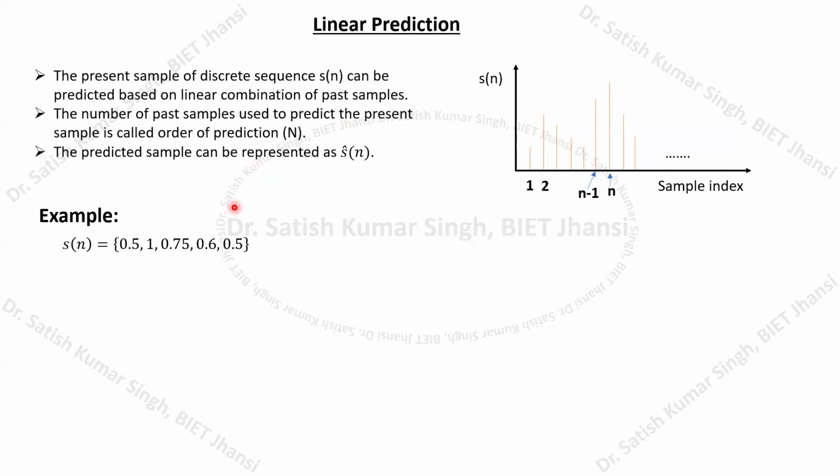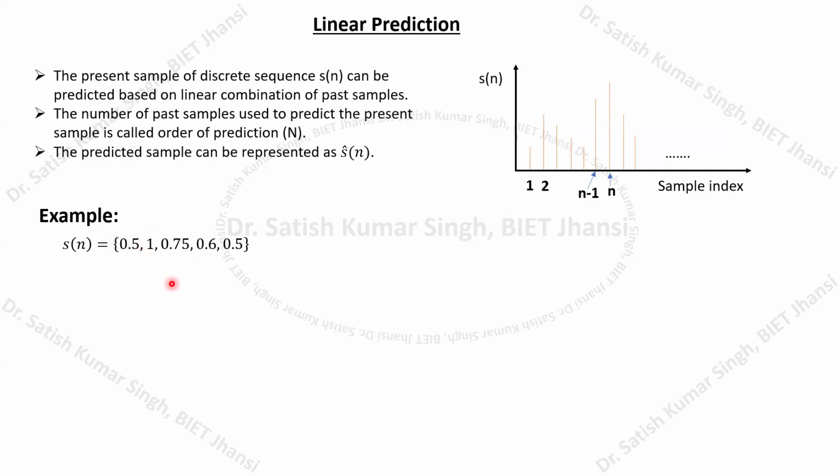Let us suppose we have a speech sequence S[n] in which the available samples are 0.5, 1, 0.75, 0.6, and 0.5. Now I will show you that the sample 0.75 has a certain linear dependence on the past two samples. The meaning is that this 0.75 can be generated by writing a linear equation and providing certain coefficients such that the combination gives you 0.75.